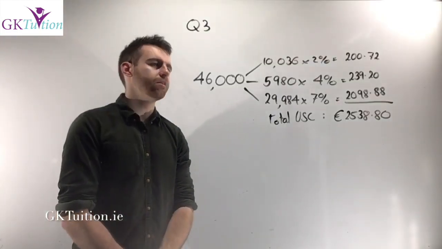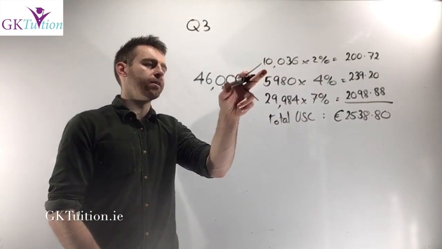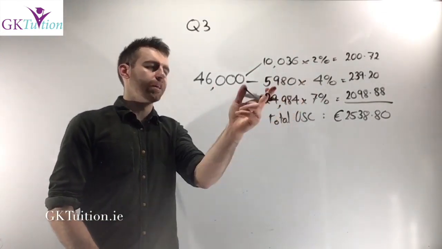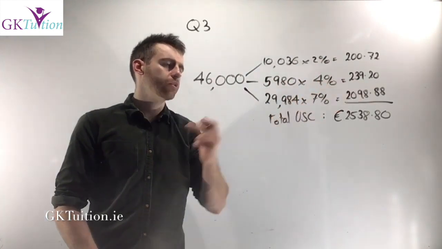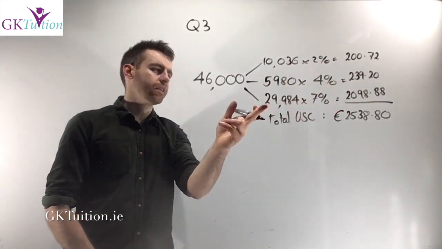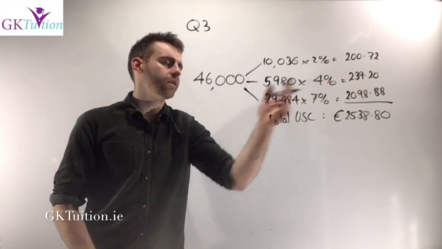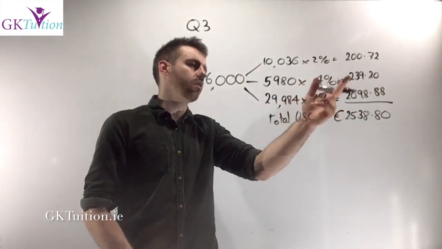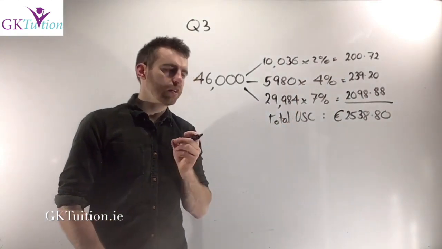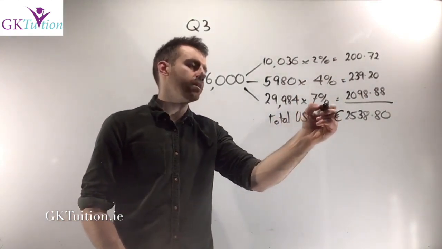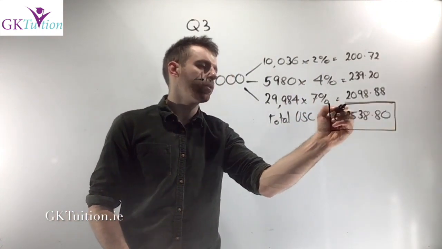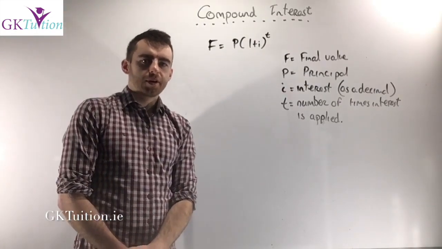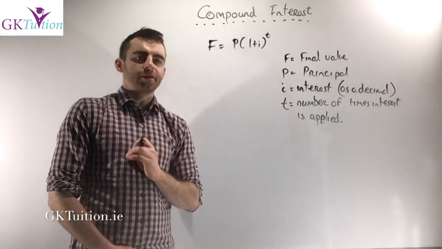So when you plug each of these into your calculator, 2% of 10,036 is €200.72. 4% of this figure is 239.20, while 7% of this figure is 2,098.88. What we need to do to get the total USC then is to add them all up. If we add up these figures, the total USC that he needs to pay in this case is €2,538.80.